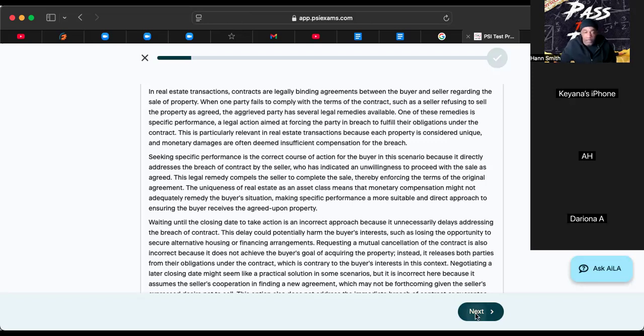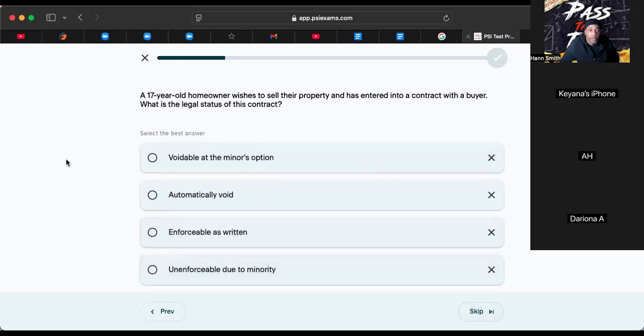All right, next question. All right, here we go. A 17-year-old homeowner wishes to sell their property and has entered into a contract with the buyer. What is the legal status of the contract? Is it voidable at the minor's option? Is it automatically void, enforceable as written, unenforceable due to minority? I'm going to get rid of automatically void.